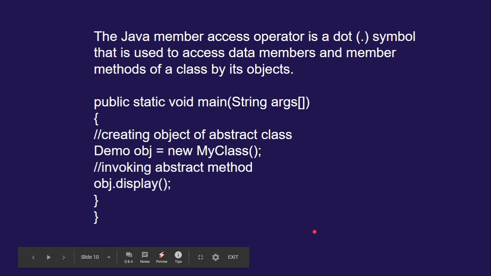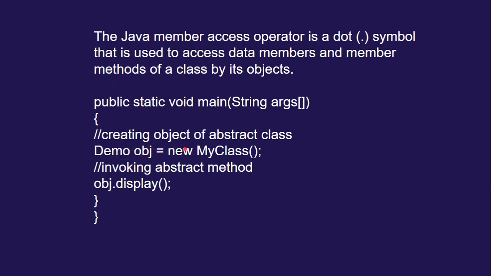Now let us see how to access those members. In order to access the data and the methods, we have an operator called the member access operator. The dot is the member access operator. This helps to access the data members and the methods of a class through its objects. Let us see the example. Public static void main is the starting of the program. Demo is the class name and obj is the object name. I have given only a part of the program.